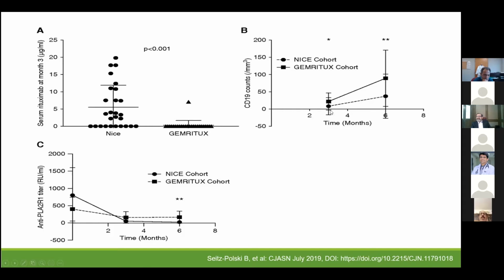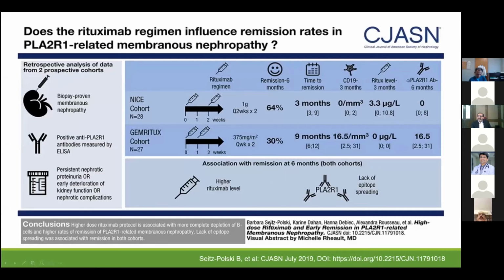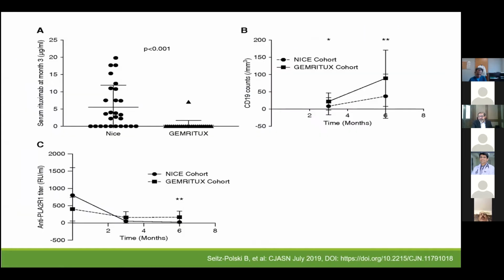Similarly, the CD19 count, as well as the anti-PLA2R antibody, looks about the same, but still, you can see that there's a trend towards significance. Actually, this is significant at 6 months. So the higher dose definitely leads to a better immunological as well as clinical response. So coming back to the patient, I had chosen this dose, but perhaps this would have been a better ploy based on the data we're looking at right now.